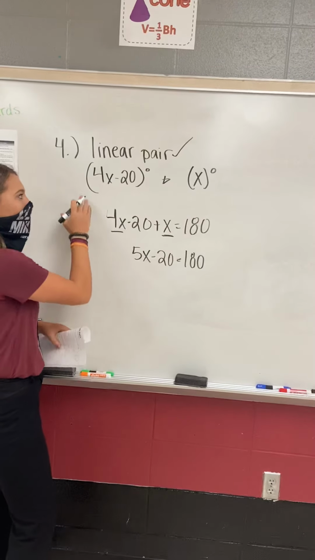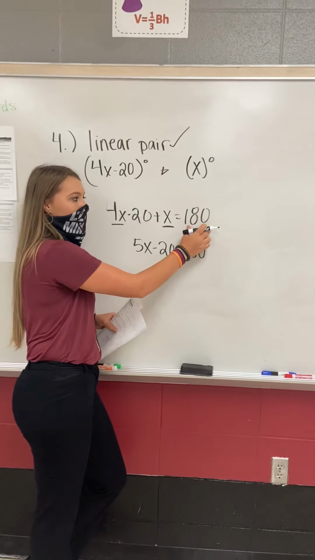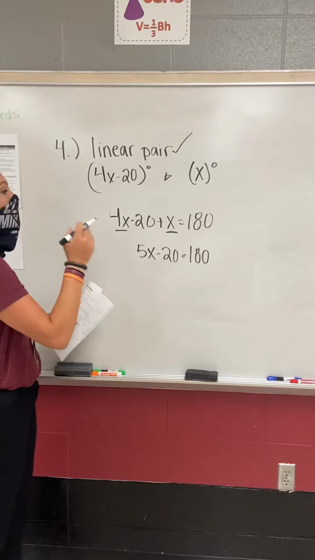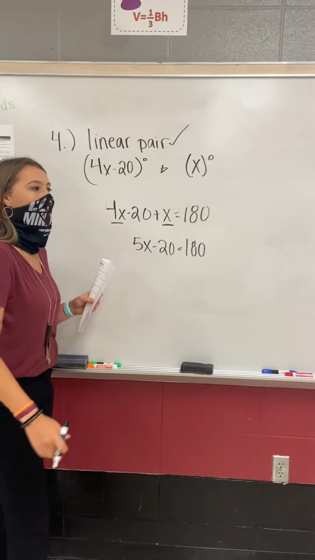Okay? All of these problems are the same. The only thing that changes is what you set it equal to. Okay? That depends on what information it gives you. Complementary, you got to set it equal to 90 degrees. Linear pair, set it equal to 180.